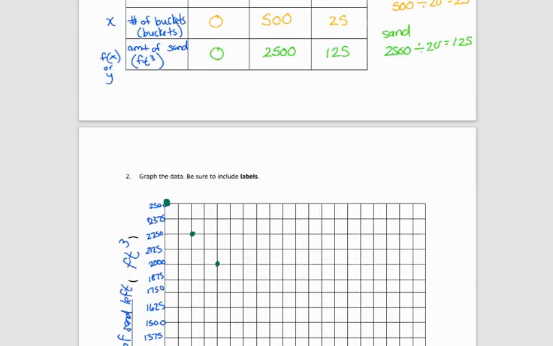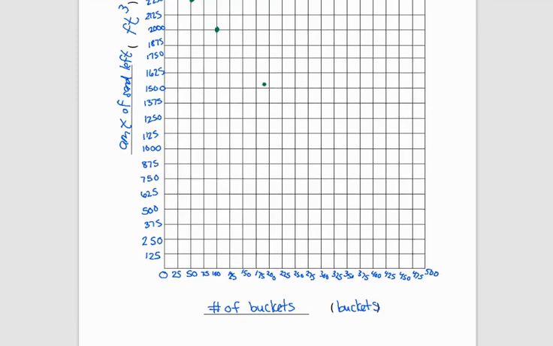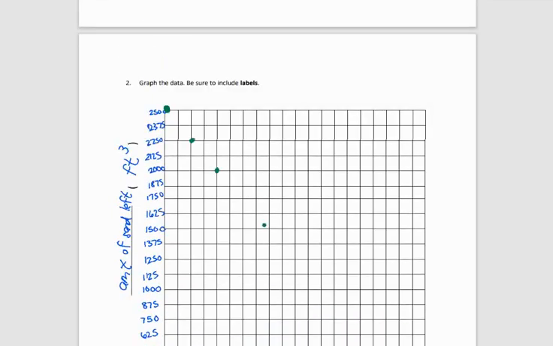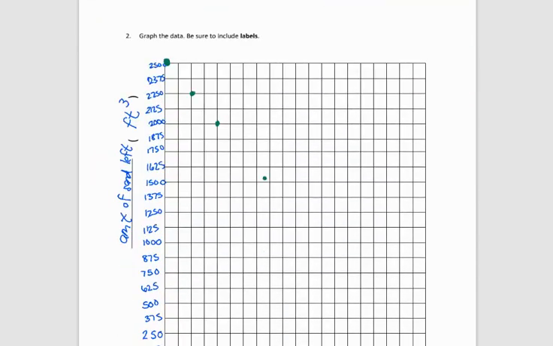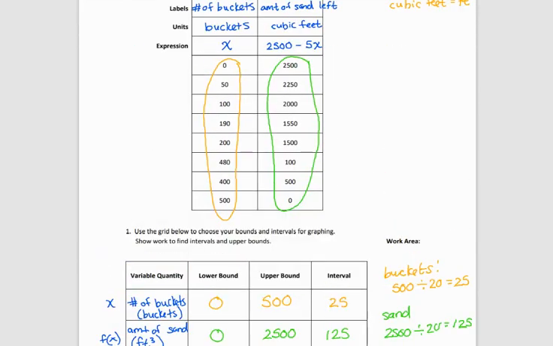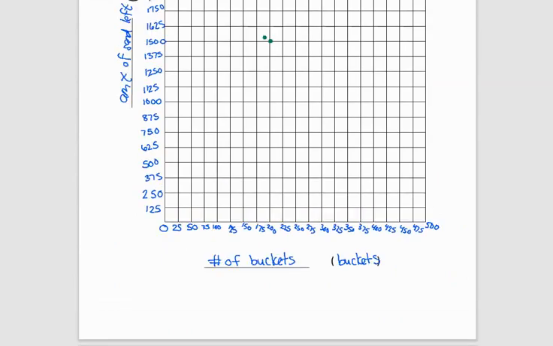190, 1,550. That one will be not on an exact point, but close to the 200 mark and a little over 1,500. Then 200, 1,500. That one's back to being at a nice point. Then 480, 100. So that one we have to estimate a little bit, right past the 475 and 100. So a little below.